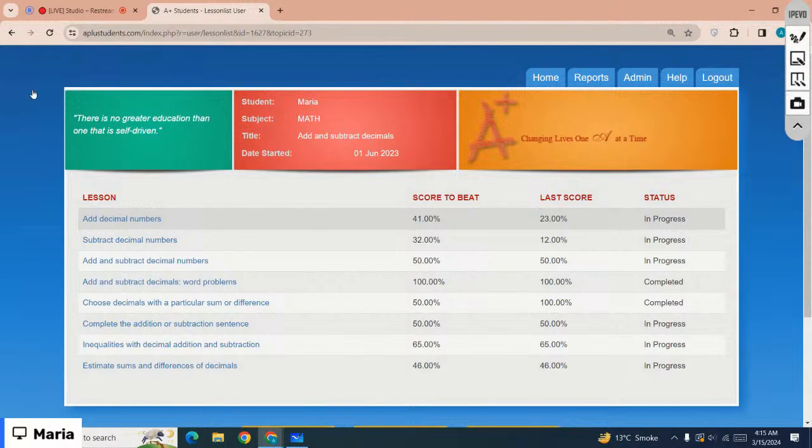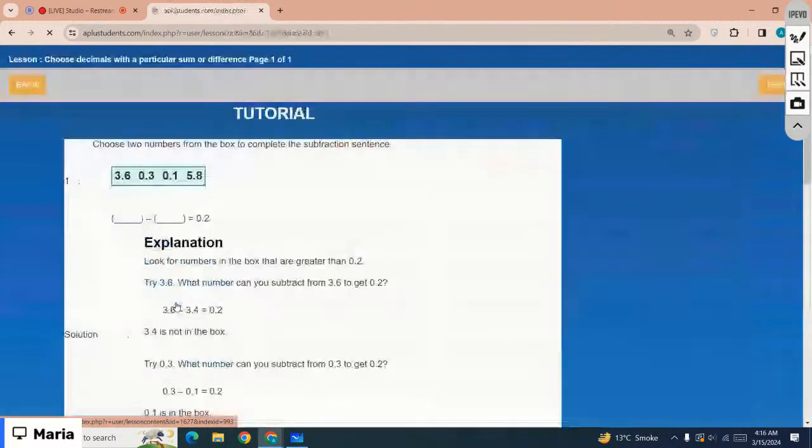The next lesson is add and subtract decimal numbers. That's exactly the same as what we just did, right? And you can do this on your own. The next one is add and subtract decimal word problems, and you can do the word problems on your own too. The next one is choose decimals with a particular sum or difference, right?